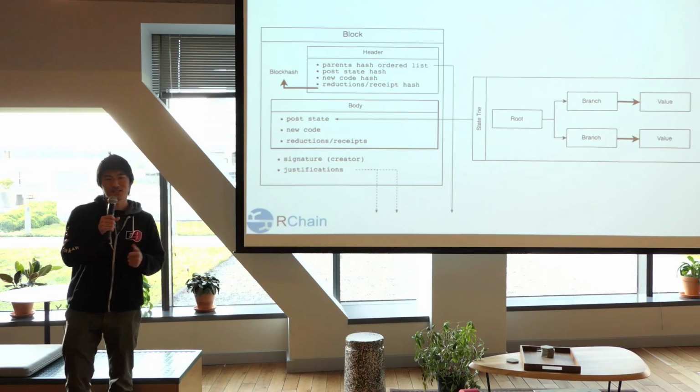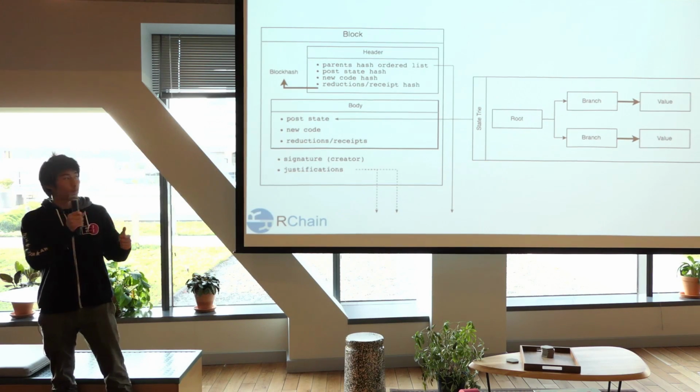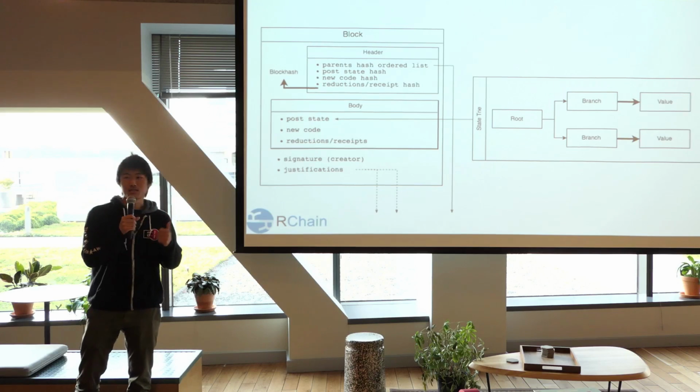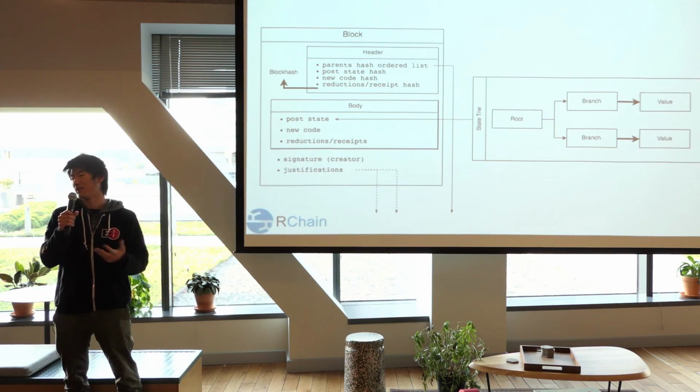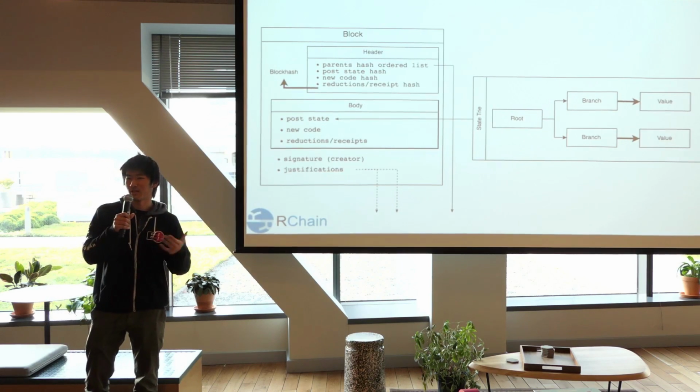The question was how is RChain's block different from traditional blockchains? How is it better? And I was just explaining that.